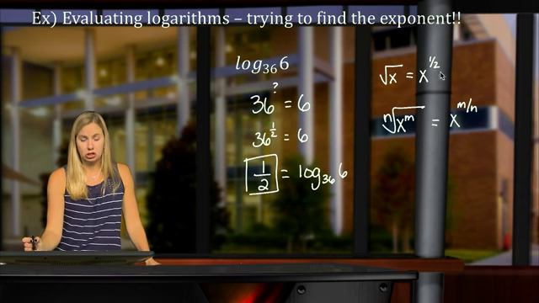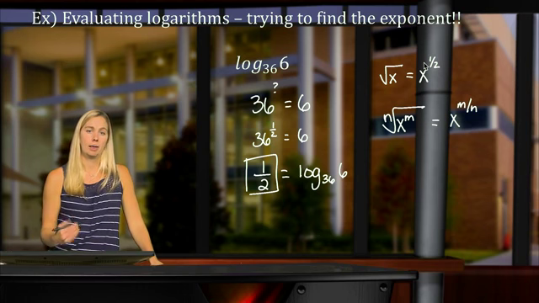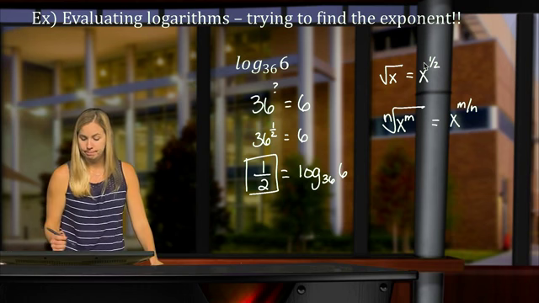The index here is 2. Even though we don't write it, we know that the index is 2 for a square root. And the exponent on x is 1, so that's how we got a power of 1/2 for this one.